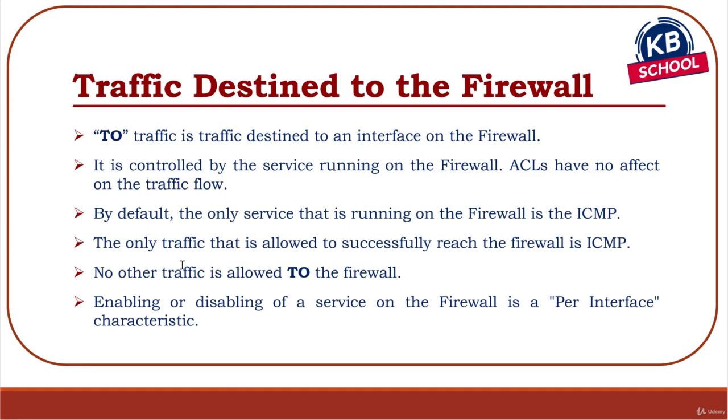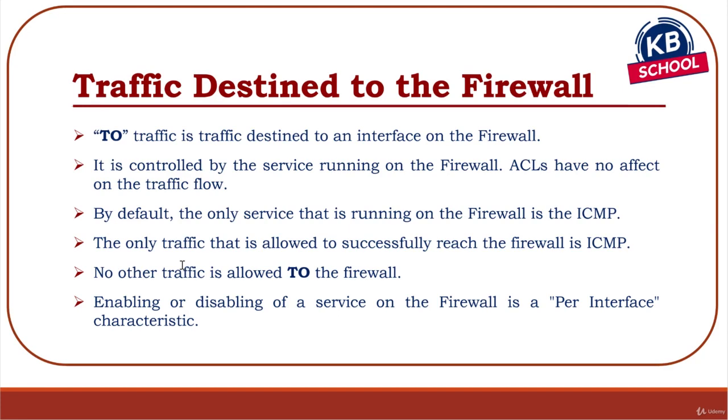To traffic is traffic destined to the interface of the firewall. It is controlled by the service running in the firewall. ACLs will have no effect on the traffic flow. This is something that is not understood properly by network administrators. So they think by putting an ACL on the interface, you're blocking the traffic. To traffic, ACL does not even look at to traffic destined to that interface. It is a service. So if it's a ping, ICMP is a service.